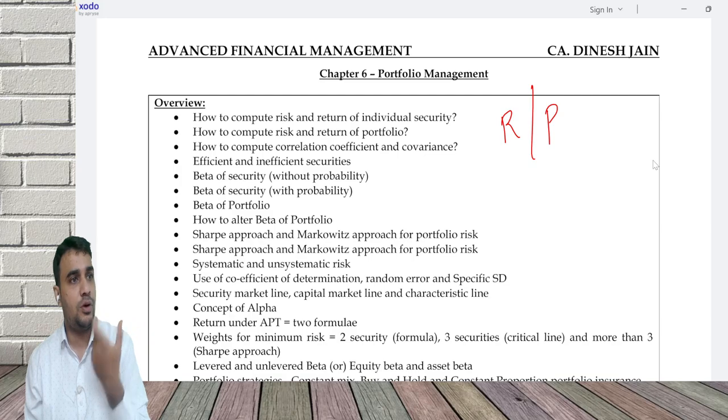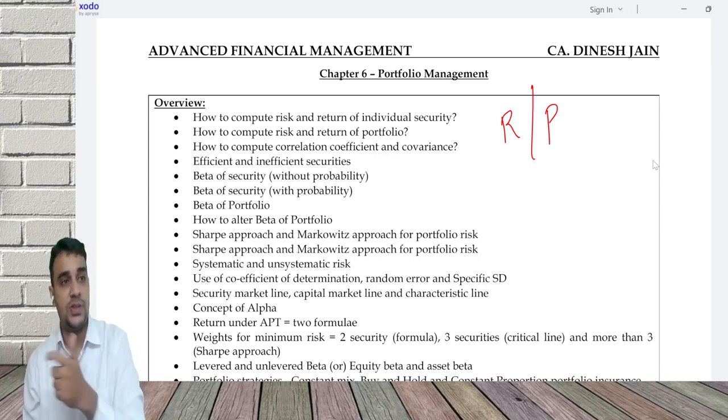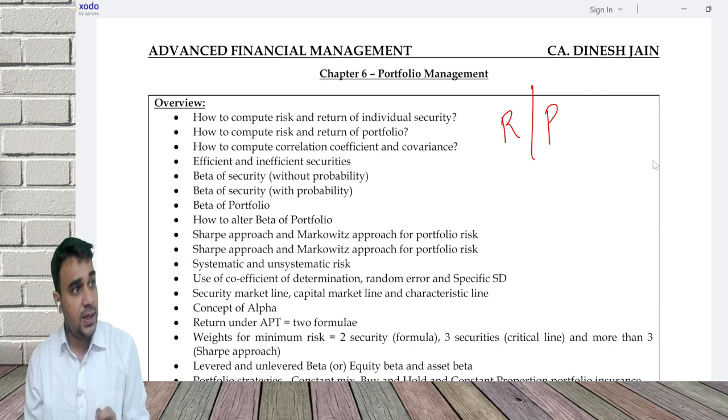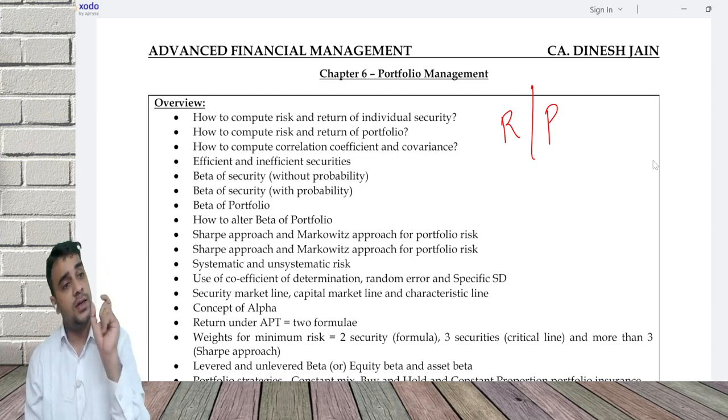When you multiply return and probability together, we call it the product. And then there is a deviation and there is a PD square. What is the purpose of this? Return into probability, the product total, is called expected return.